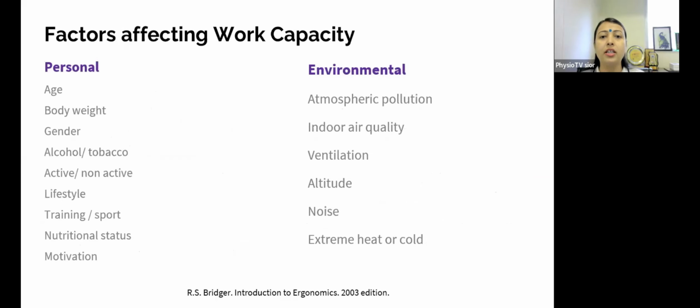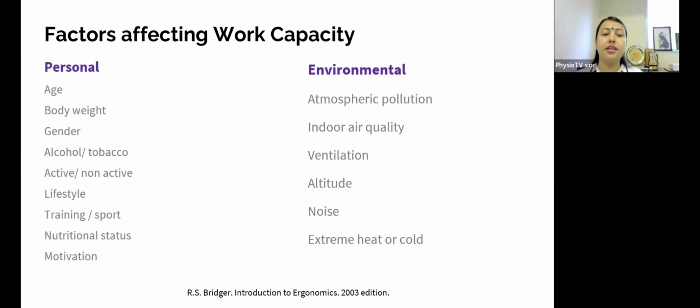So what are these factors which affect the work capacity? Now, this is very, very important because a lot of the time as physiotherapists, we would only focus on the personal factors. But the environmental factors which affect the work capacity are equally important, as you can see.